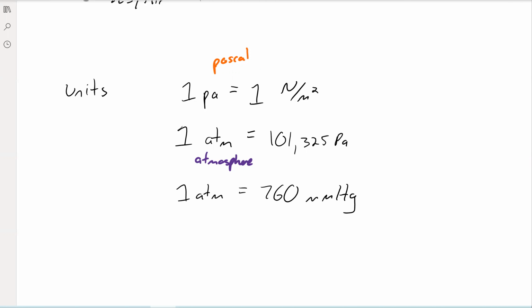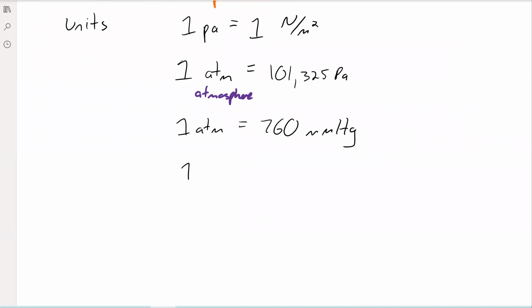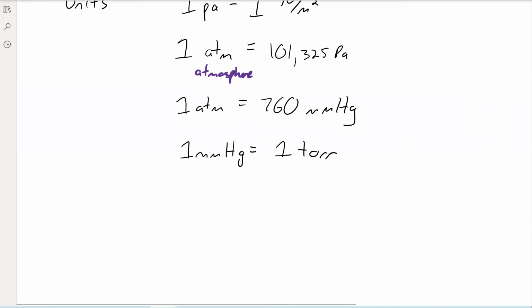If you're thinking, what the heck does that mean, it's an old school way to measure pressure using mercury. You can Google it and check out images. 1 millimeter of mercury is equal to 1 torr, right? So 1 atmosphere is also equal to 760 torr. Torr is just another way of saying millimeters of mercury, but it's more often used.